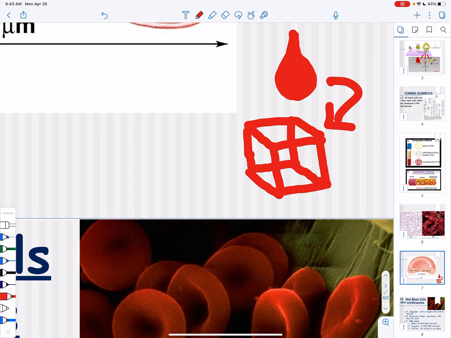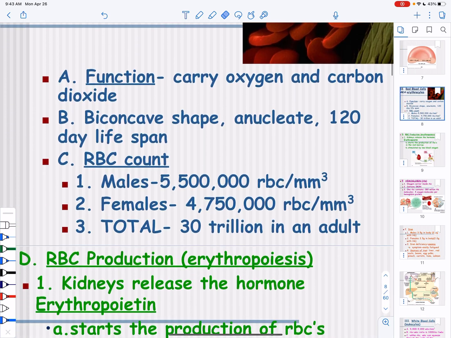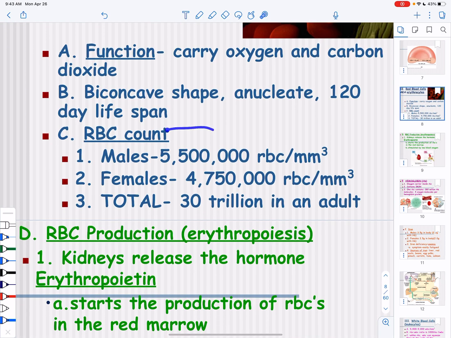Cubic millimeter. Imagine cutting one of your fingernails, maybe one of your thicker fingernails, into a little cube. That's how much blood we're talking about here. It's a very, very little amount of blood. And that blood is going to have about 5.5 million red blood cells if you're a male, and about 4.75 million if you're a female, okay? For a total of about 30 trillion red blood cells in an adult.